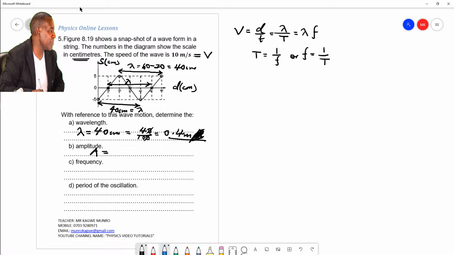Amplitude. It's even easier. Amplitude is the maximum displacement of the particle from here to here, which means this is 5 centimeters. Let's look at the frequency.